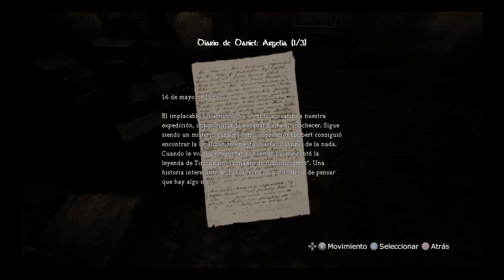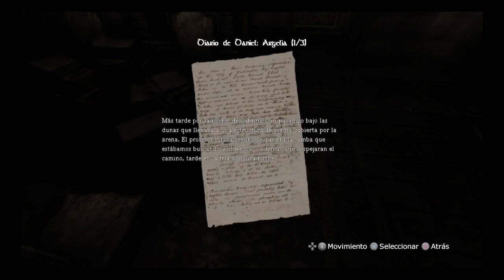16th of May, 1839. The unflinching African sun has continued to plague our expedition, making it impossible. How Professor Herbert managed to find the location in these vast plains of nothingness remains a mystery to me. When I asked him about the tomb again, he told me about the legend of Tin Hanan, the mother of us all. An interesting story in its own right, but I can't help feeling there's more.